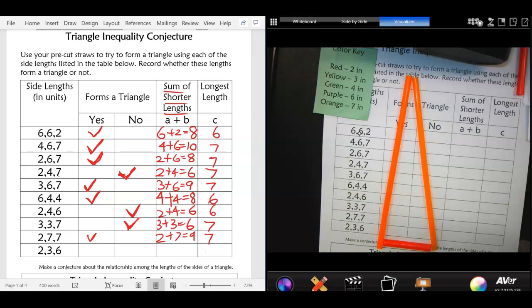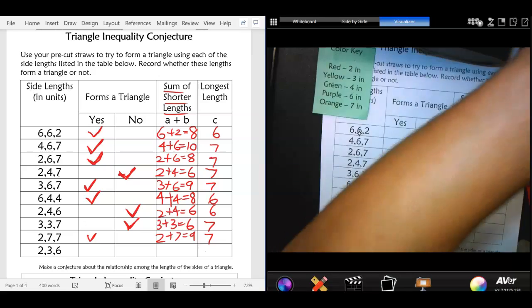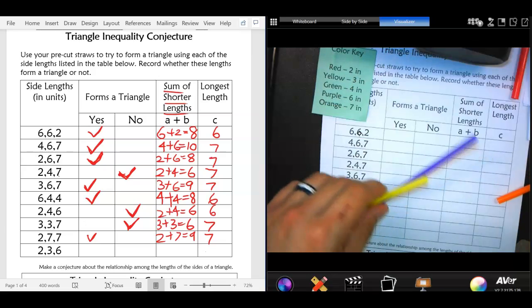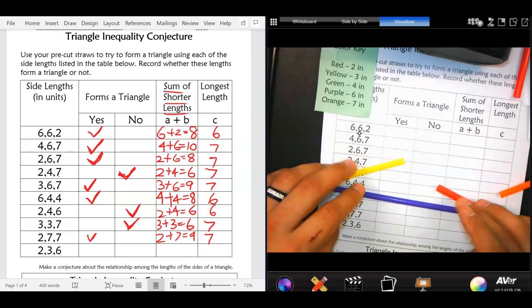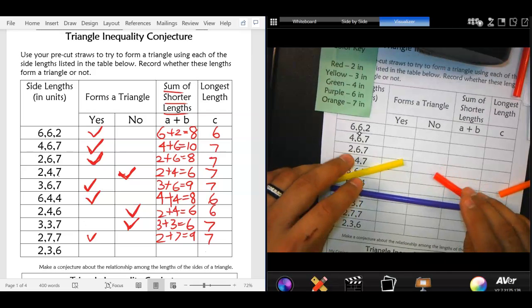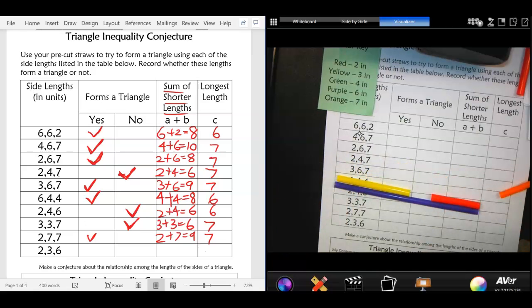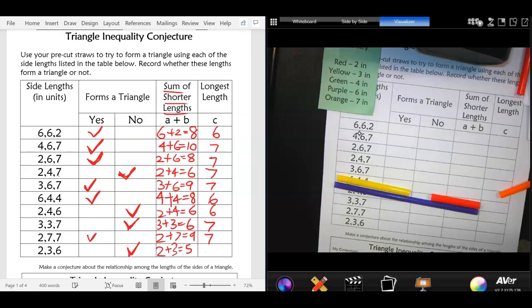All right, last one on this chart, 2, 3, and 6. 2 and 3, red, yellow, and purple. So let's get a yellow and a purple. Red, yellow, purple. Doesn't look like it works. But, oh, there's a gap there. So that's definitely a no. 2 plus 3 is 5. The longer side is 6.